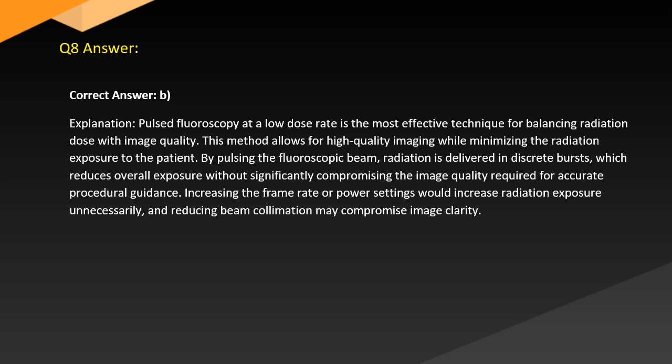Answer. Correct answer B. Explanation. Pulse fluoroscopy at a low dose rate is the most effective technique for balancing radiation dose with image quality. This method allows for high quality imaging while minimizing the radiation exposure to the patient. By pulsing the fluoroscopic beam, radiation is delivered in discrete bursts, which reduces overall exposure without significantly compromising the image quality required for accurate procedure.